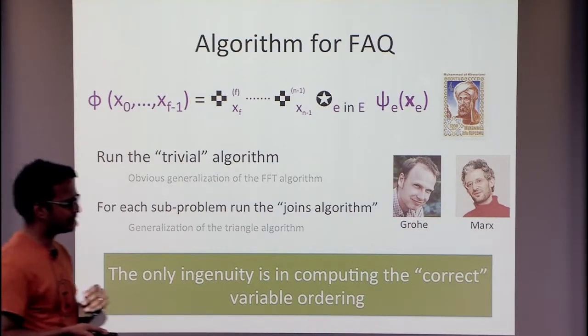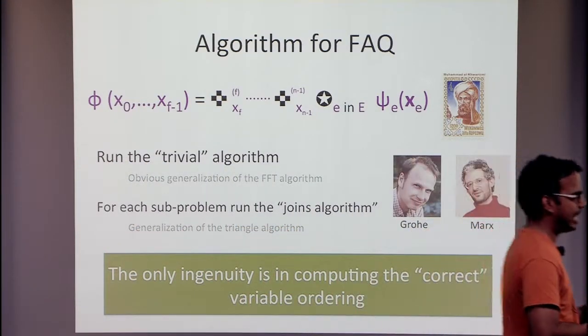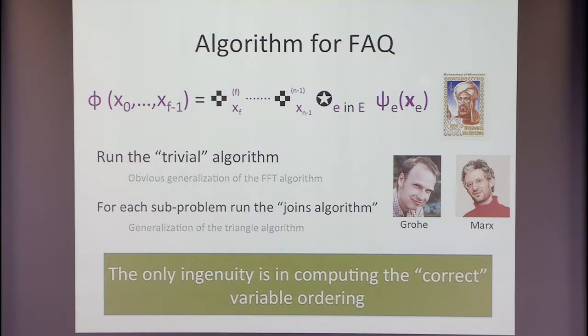In some sense, the thing that I didn't mention was that the FFT algorithm worked correctly because I showed you the correct order of eliminating the vertices. If you use the wrong order, you won't get the n log n time. So the only ingenuity in designing the algorithm is to compute the correct variable ordering. That's essentially the only problem that you need to solve. The rest of it is kind of trivial.